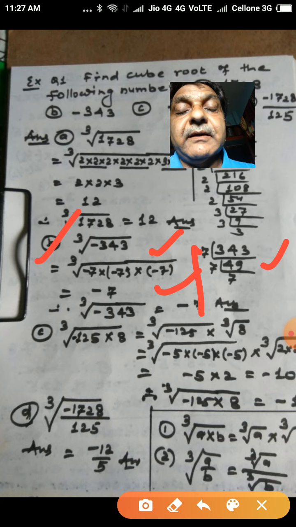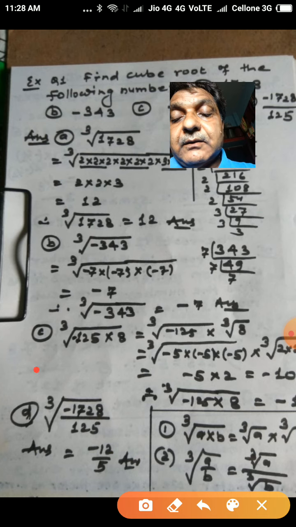Okay student, now taking the other examples, one is in product form, where two numbers are multiplied whose cube root is to be calculated. So we will write both the numbers under the cube root symbol. Now we will apply this concept that the cube root of a into b is equal to the cube root of a into the cube root of b. Means we can separate these two numbers under the cube root symbol.